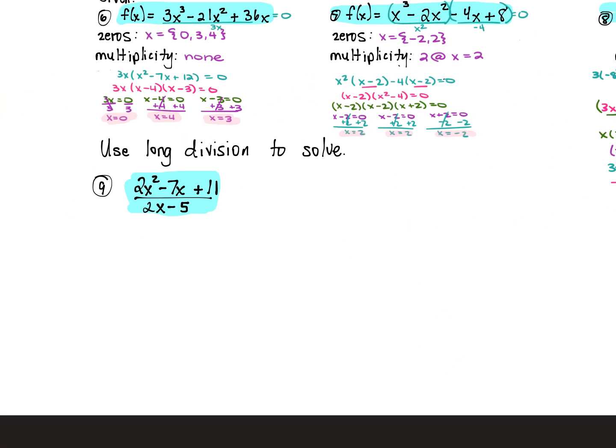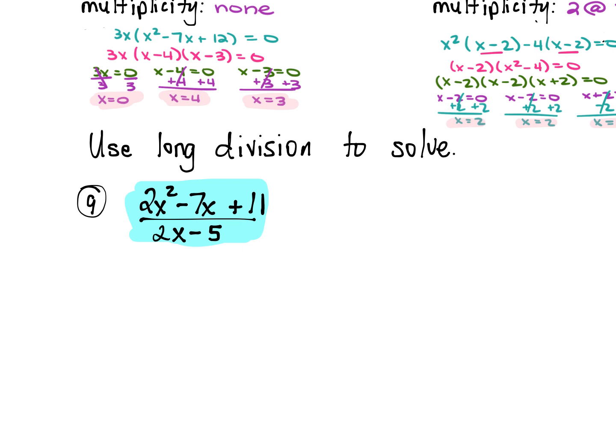For number 9, it tells you to use long division to solve. You have 2x squared minus 7x plus 11 over 2x minus 5. That 2x minus 5 is going to go on the outside. The 2x squared minus 7x plus 11 goes on the inside. Remember, with your division, you have to have every power from the highest to the lowest represented. You have the highest power here as a 2, you have x to the power of 1, and then your constant. So you're good. The 2x times what is 2x squared? Just x. So x times 2x is 2x squared.